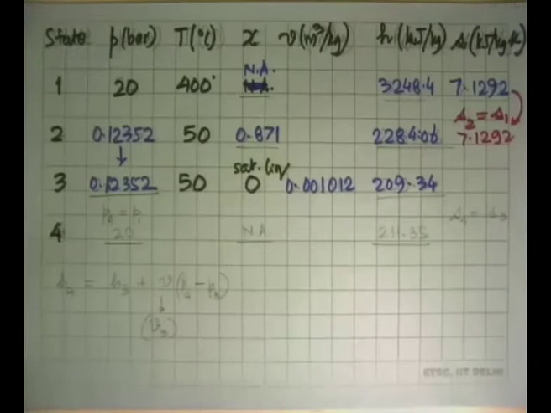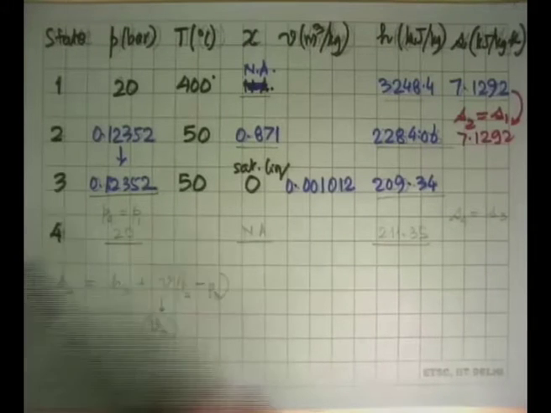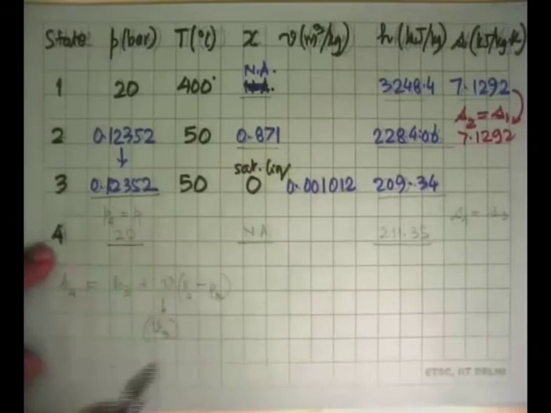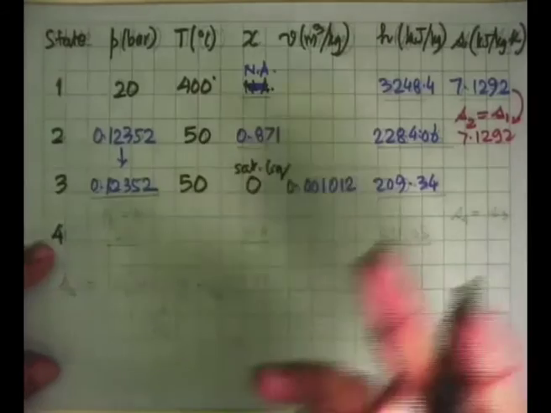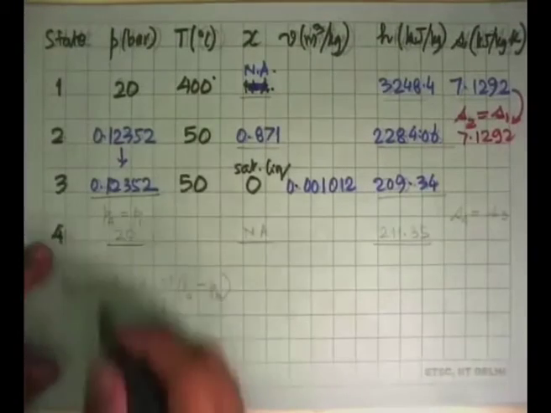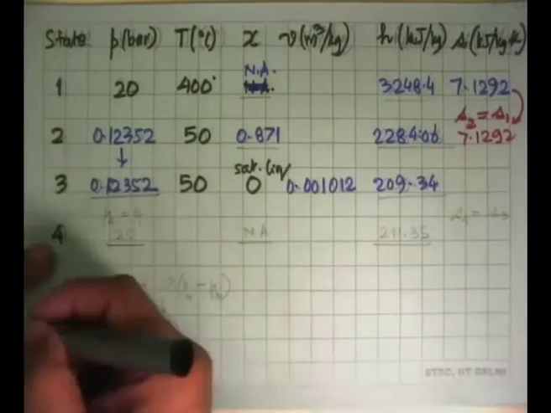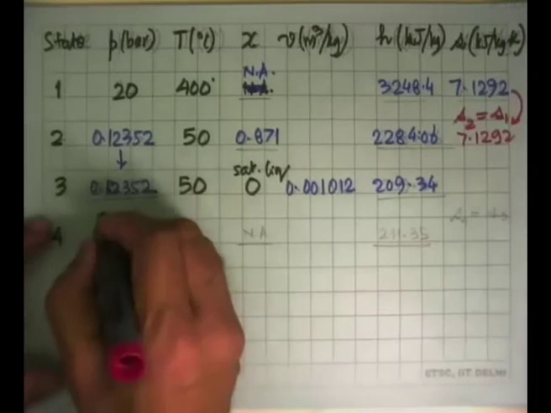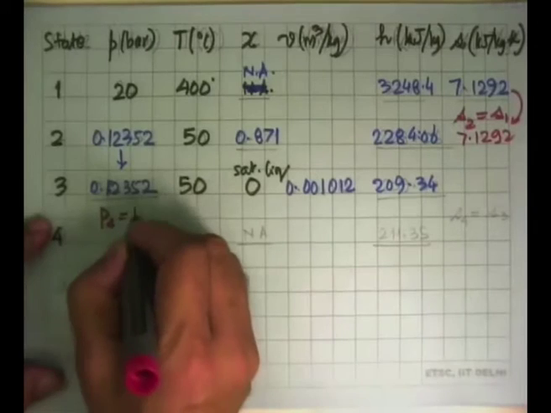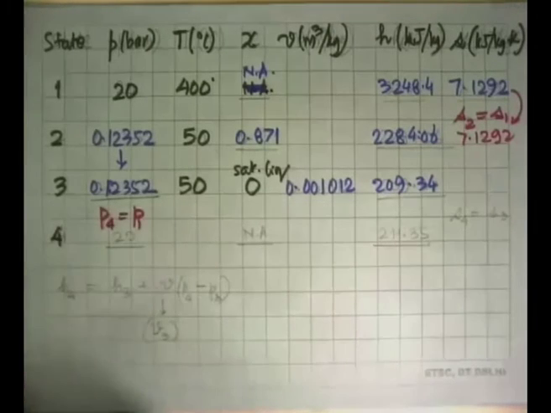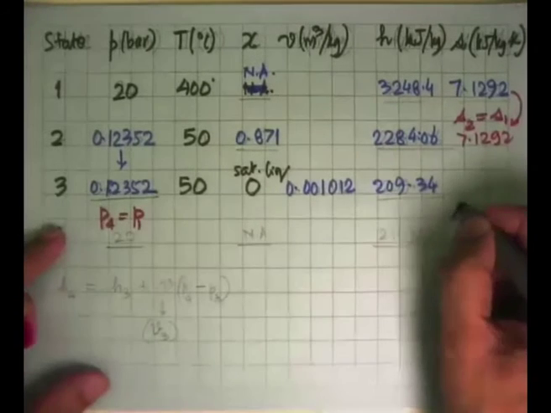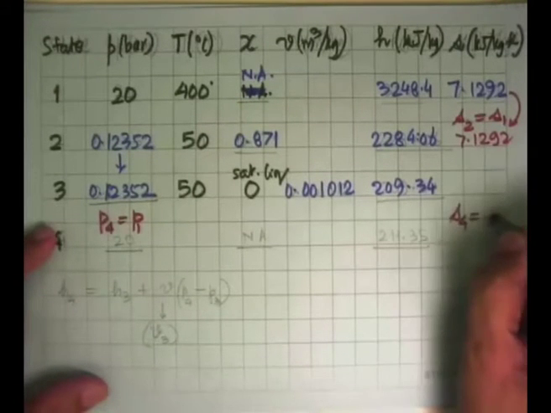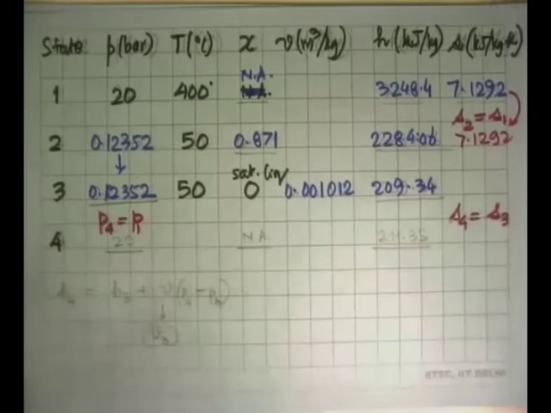Then we come to state 4. Well, this is at the outlet of the pump. We know that the pressure at the outlet of the pump has to be equal to the pressure at the inlet of the turbine because the process of heat addition is constant pressure. So that tells us that P4 will be equal to P1, and that across the pump entropy remains the same. So S4 is equal to S3.